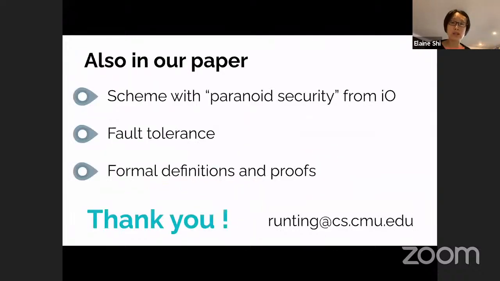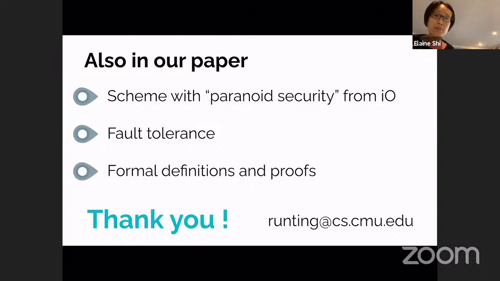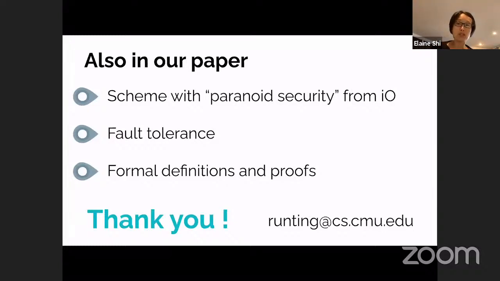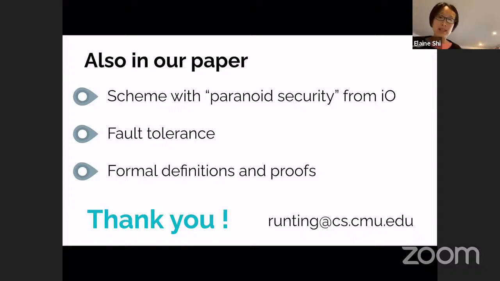In our paper, we have some additional results which I didn't have time to talk about. For instance, besides the basic security, which suffices for most practical applications, we also consider a paranoid notion of security. And we show that the paranoid notion can be realized with indistinguishability obfuscation. So there we do need obfuscation, but for the basic notion of security, we only need bilinear groups. We also consider a fault-tolerant version of NIR. And in the paper, we have formal definitions and proofs. It turns out that even how to formally define security is somewhat subtle and non-trivial. Thank you very much.